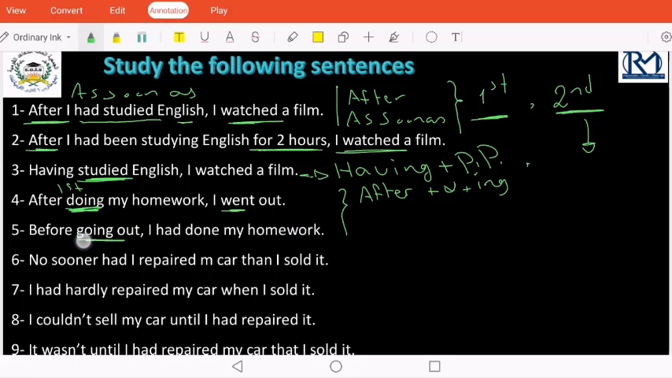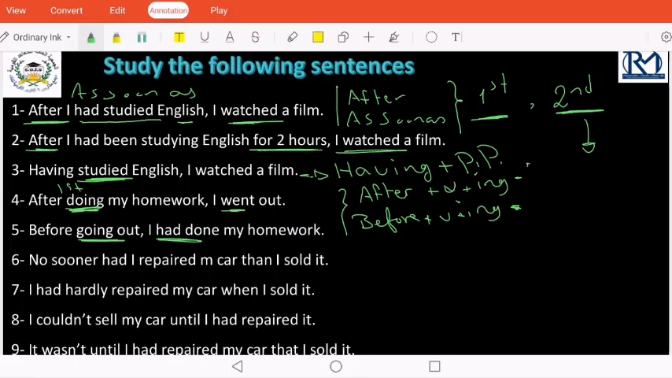Number 5, before going out. The word before here has the same rule as the word after. In case you don't have a subject, you must use ing. And of course, this ing can be replaced by a noun. You can say, after my homework, I went out. After breakfast, I went out. Before going out, I had done my homework.